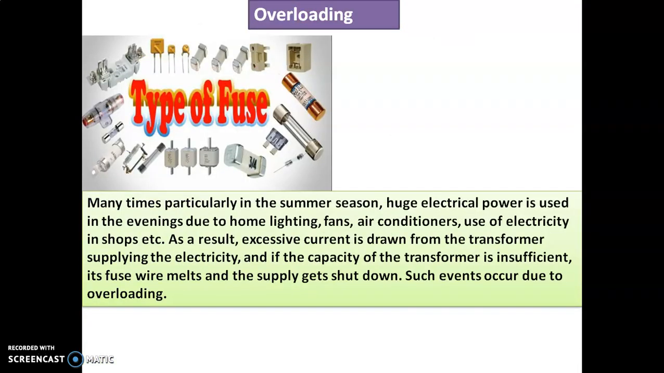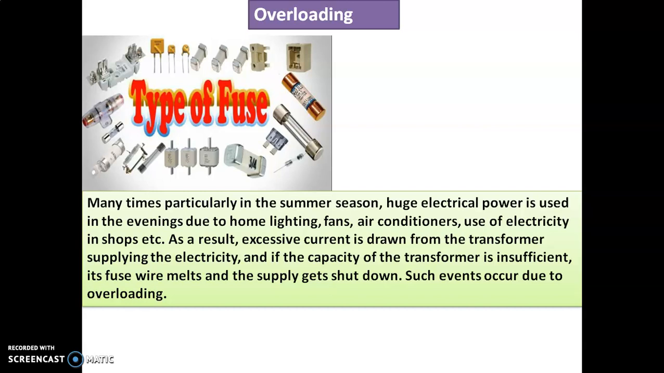Then going to overloading. Now many times, especially in the summer season, we use so many electrical instruments like light, fan, air conditioner, fridge. So that uses too much electricity. So what happens is, excessive current is drawn from the transformer supplying the electricity. And if the capacity of the transformer is insufficient, its fuse wire melts and the supply gets shut down. So such events occur due to overloading.